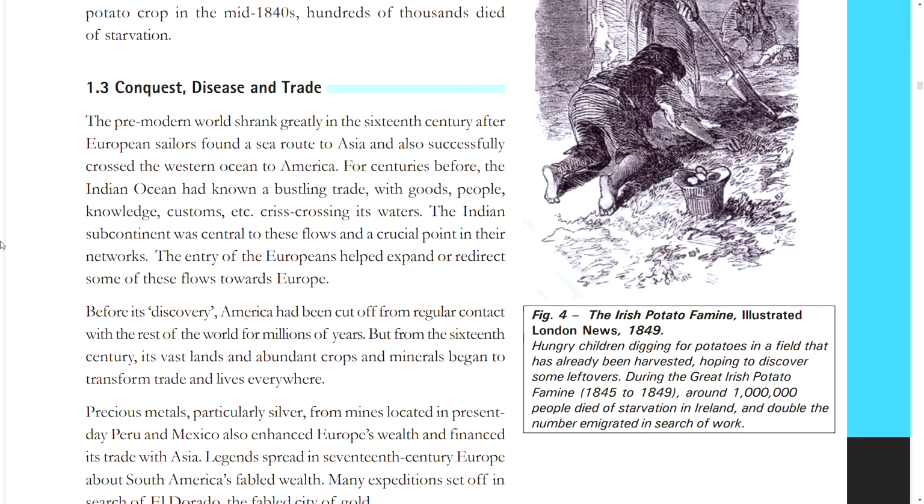Conquest, disease, and trade. The pre-modern world shrank greatly in the 16th century after European sailors found a sea route to Asia and also successfully crossed the Western Ocean to America. For centuries before, the Indian Ocean had known bustling trade, with goods, people, knowledge, customs, etc. crisscrossing its waters. The Indian subcontinent was central to these flows and a crucial point in their networks. The entry of the Europeans helped expand or redirect some of these flows towards Europe.